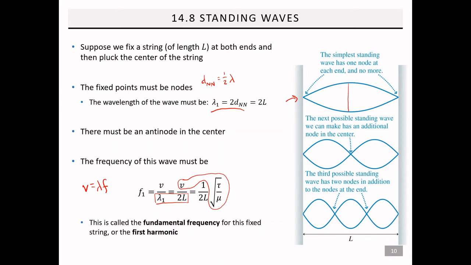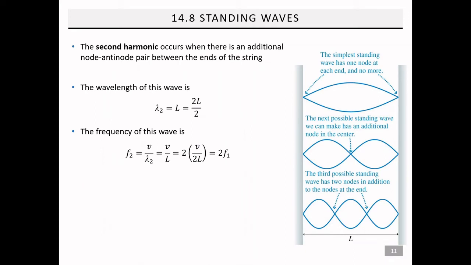This is the first harmonic for that standing wave. That is why we put little sub 1s next to lambda and F. The second harmonic happens when there's an additional node in the center of the string. So that's going to put us in the center picture here, and we have an extra node at the center. The wavelength of the second harmonic is L, the length of the string. We can get this from the formula as well.